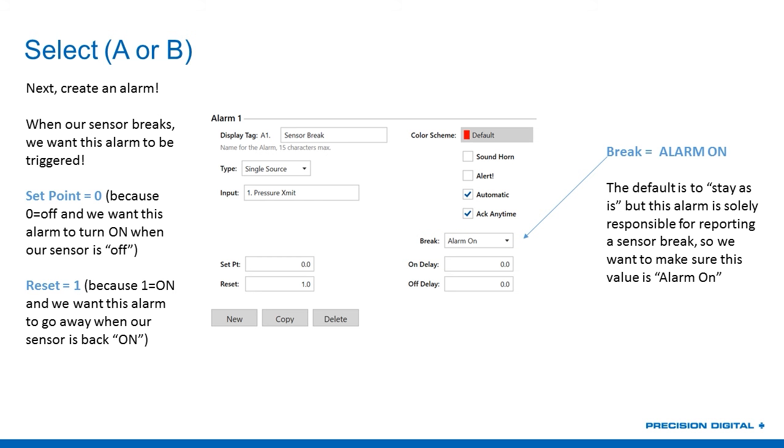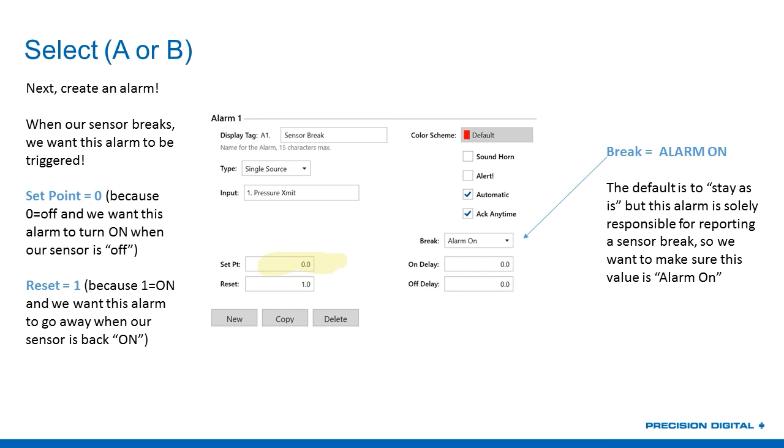Now we have to give the alarm set points and reset points. But how are we going to do that? We don't have a value to give it. We just want to know when something is on or off. Well, we have to think in binary terms once again. So when our transducer is off, we want the alarm to trigger. So our set point is going to be 0, because 0 means that our sensor is off.